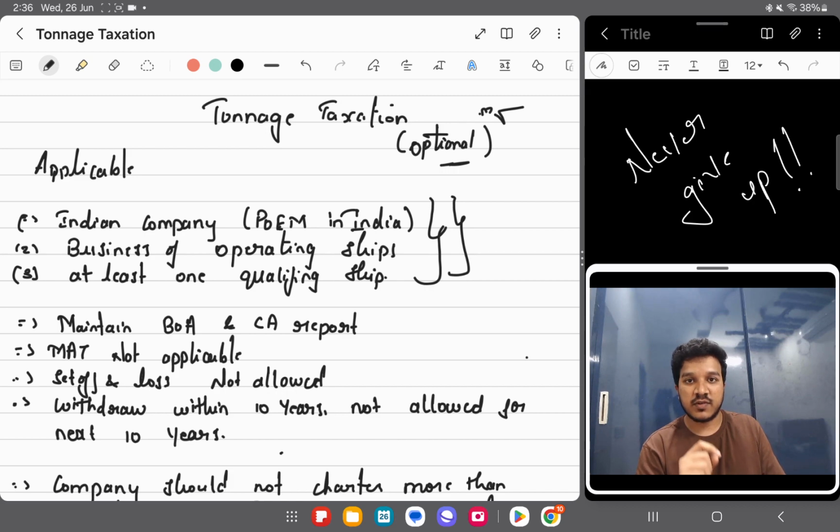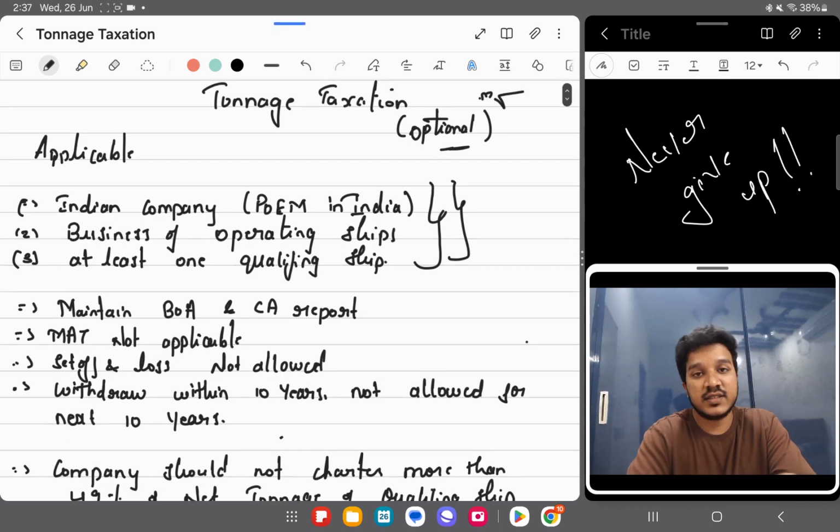If you remember, in presumptive taxation under section 44AD, we used to take 8 percent of the total gross turnover and treat that as total income. This is also like a presumptive taxation, where the total income is calculated by the weight of the ship into the number of working days. So you get the total income of that particular company.